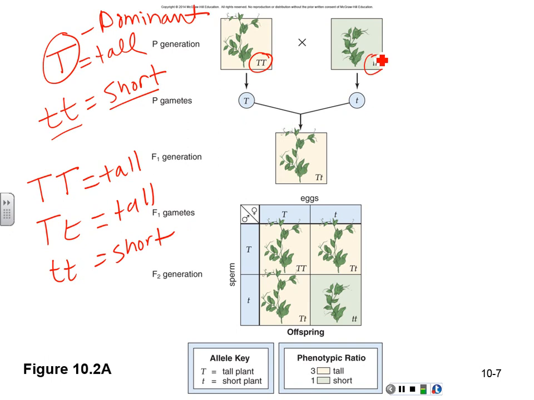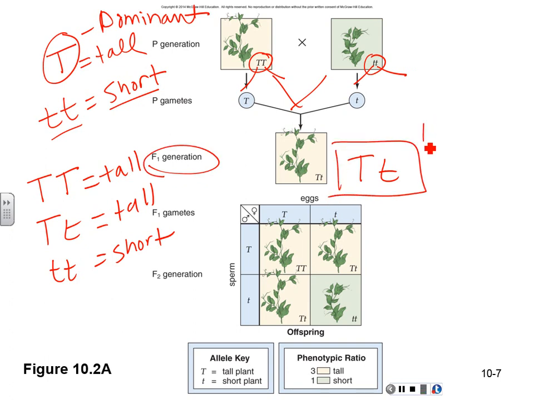So he took two plants, a tall plant and a short plant, and he bred them, and he ended up with a whole bunch of plants that were big T, little t. This parent can give the big T, and this parent can give the little t, but that's the only thing they have to offer their offspring. So all of the first generation ended up tall. Remember, I said you only have to have one T to be tall. The little t is called a recessive, or you can think of it as a hidden trait.